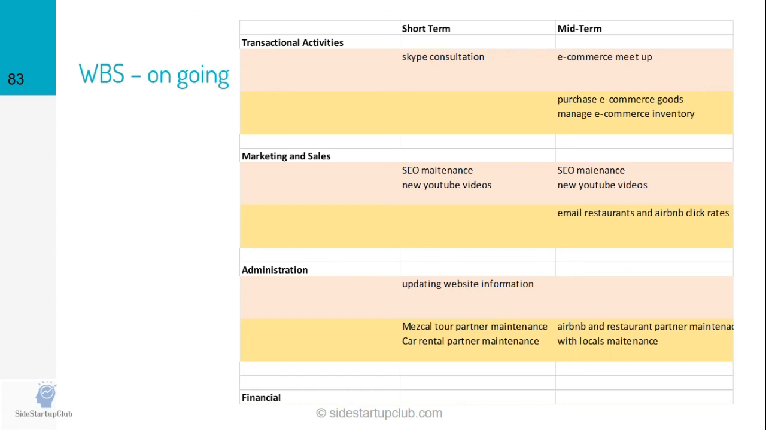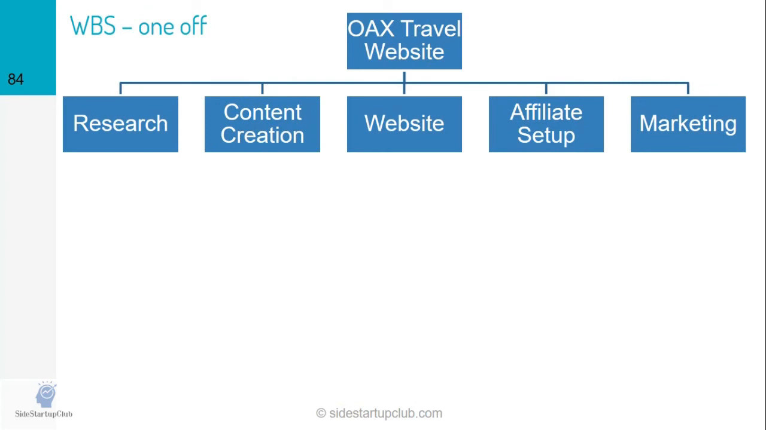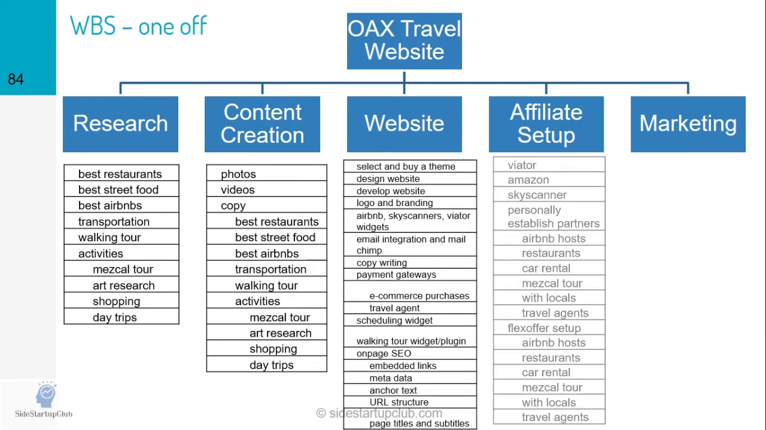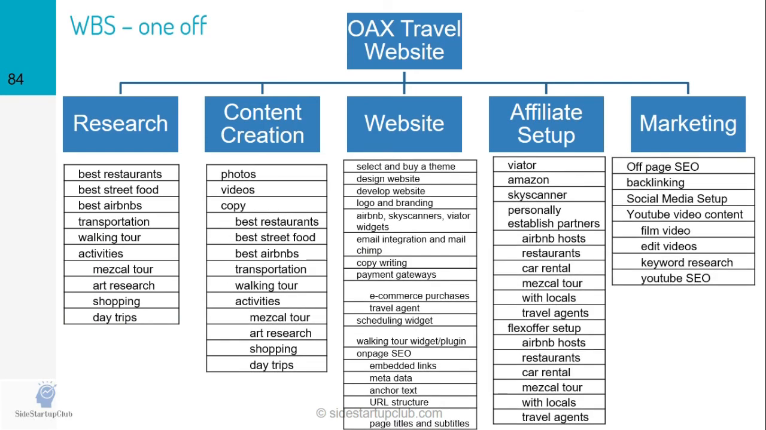Now, I'm not going to go into detail about the one-off key activities, but essentially it breaks down into research, content creation, website, affiliate partners, setting up those relationships, and setting up the marketing behind it all. In the next video, I am going to go into a little bit of detail and go through how I came up with these activities. But for your first iteration of the business model development, you don't need to go into a ton of detail here until you really know that you're going to pursue this opportunity.